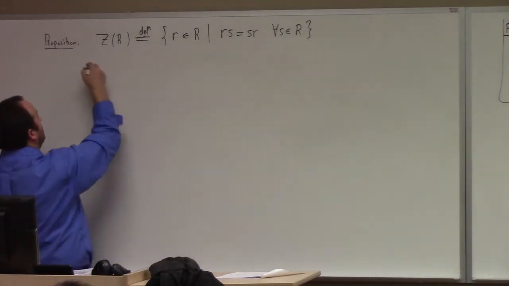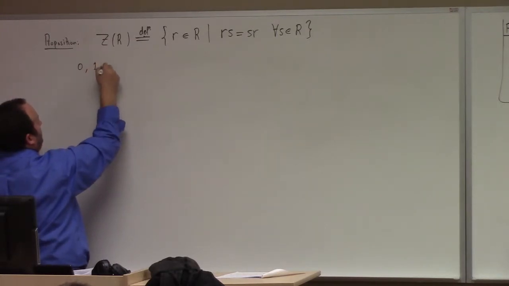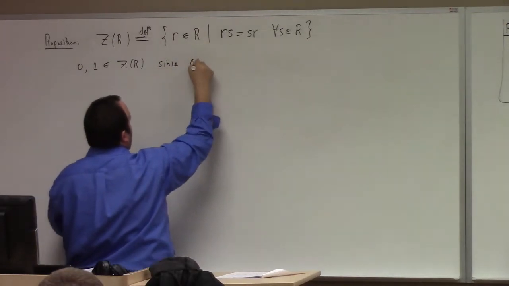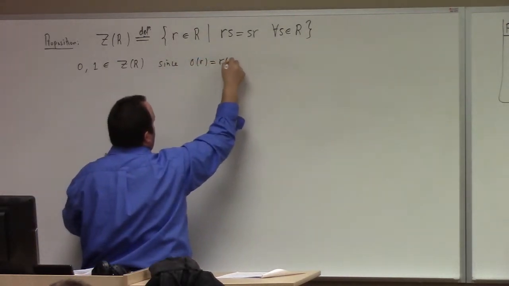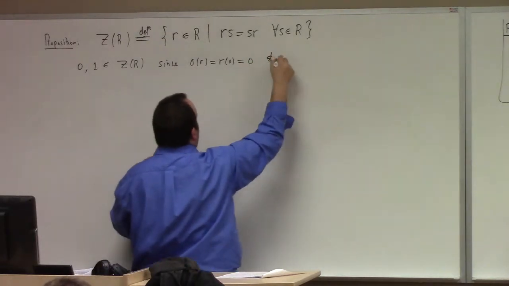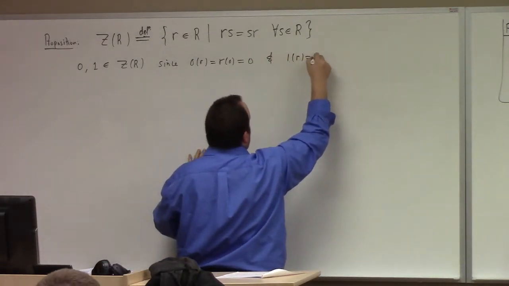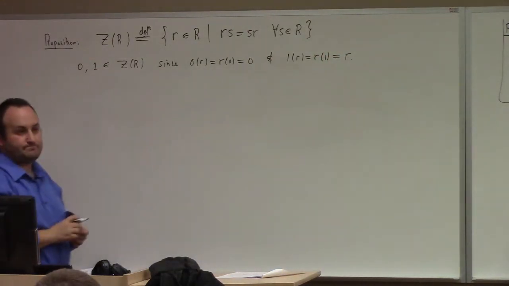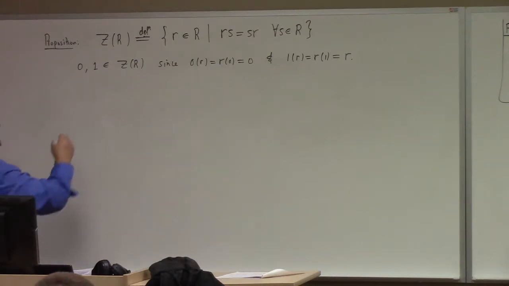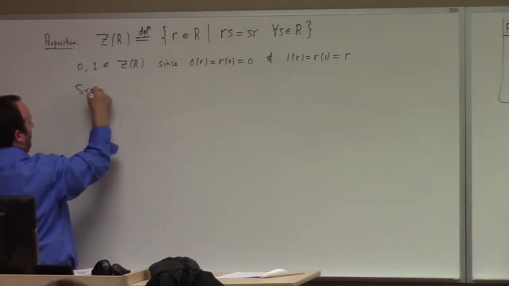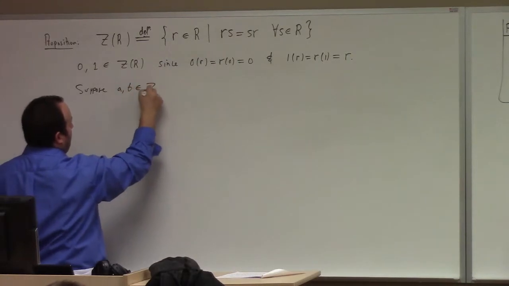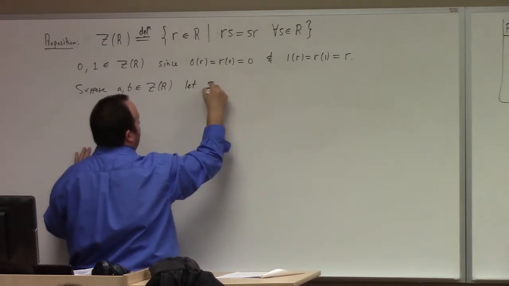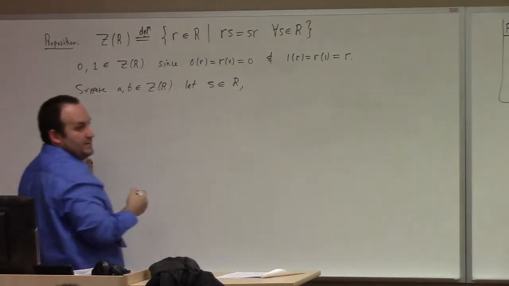Let's prove it. 0 and 1 are in the center, right? Since 0 times r is equal to r times 0, which is 0, and 1 times r is equal to r times 1, and they're both equal to r, right? So 0 and 1 are in the center. Suppose that we have a and b in the center of the ring, right? Let s be an element of the ring, and then check it out.